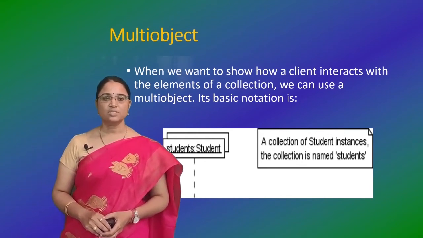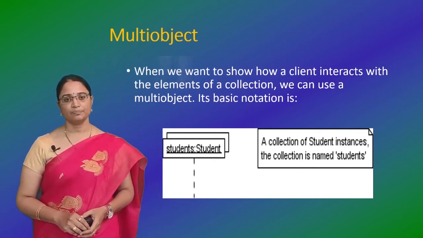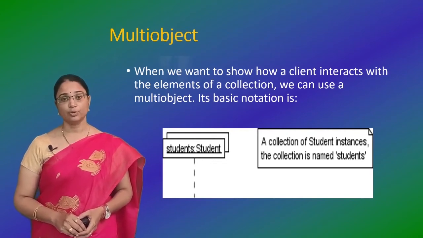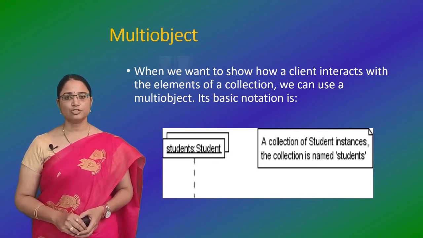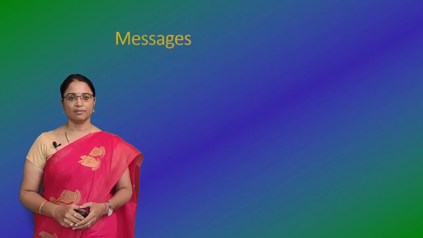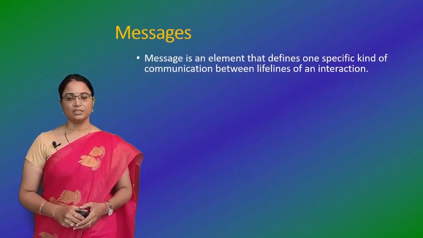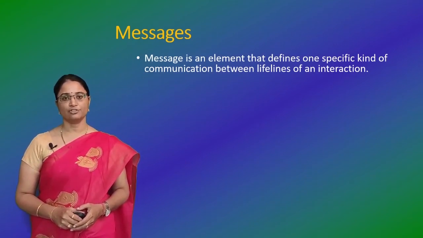The sequence diagram, as I already mentioned, is the most common kind of interaction diagram, which focuses on the message interchange between a number of lifelines. Every lifeline represents an object in existence. Already we have discussed all the things regarding the lifeline. Next, coming to the messages. A message is the element that defines one specific kind of communication between lifelines of an interaction.